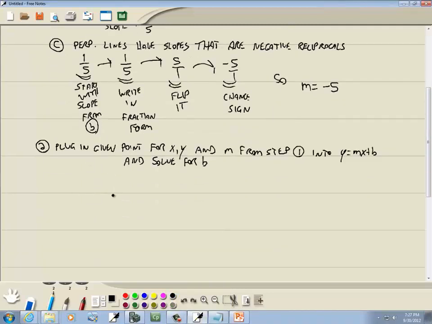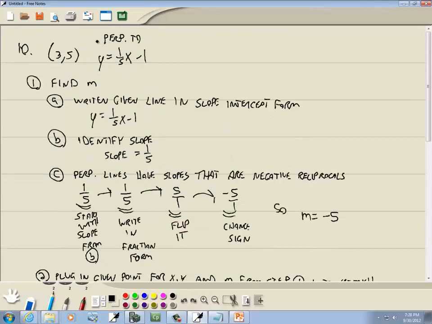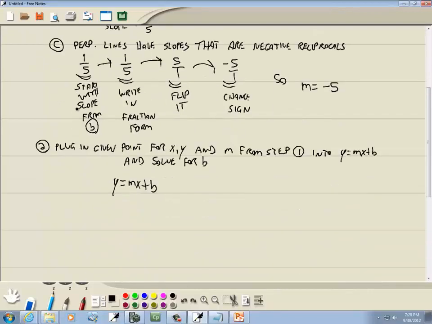Okay. Now I think the point was (3, 5). So this is our x and this is our y. So x is 3 and y is 5. So we'll put 5 in for the y. M we just said was -5 and x is 3. Then plus b. And we want to solve for b. -5 times 3 is -15. Take -15 to the left side, it becomes a +15. And we get b is equal to 20.